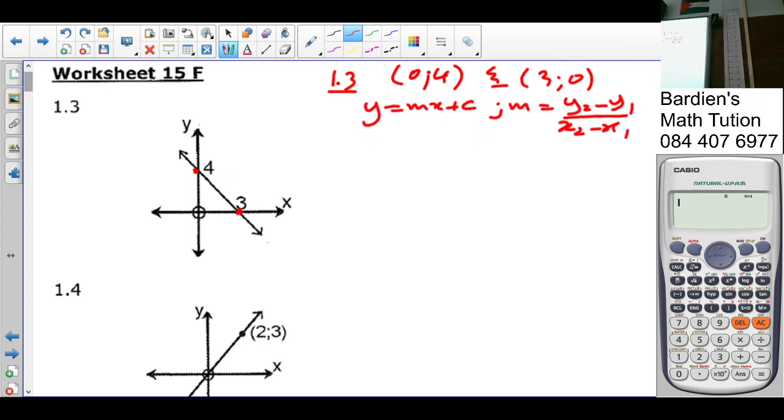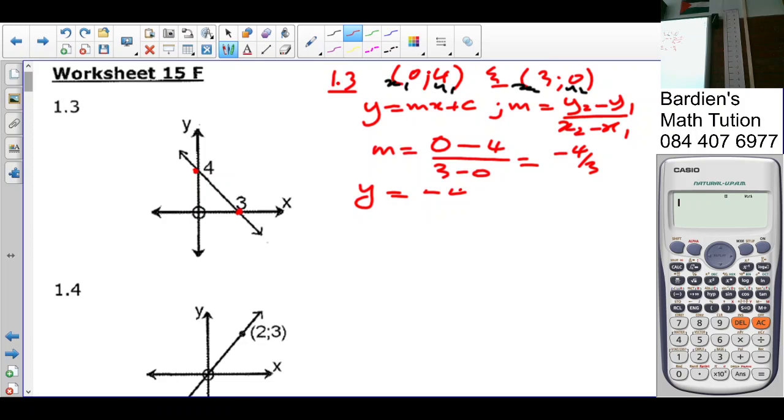You see me writing these formulas down all the time. Right? It should become second nature to you already. So you're seeing the things and you're writing it down all the time. Okay? So that is x1, y1, x2, y2. So the gradient is y2, which is 0, minus 4 over x2, which is 3, minus 0. Is this gradient positive or negative? Negative. Why? It's decreasing. It's lying to the left. So it's going to be negative 4 over 3, which confirms my assumption. And what's your c value, people? 4.